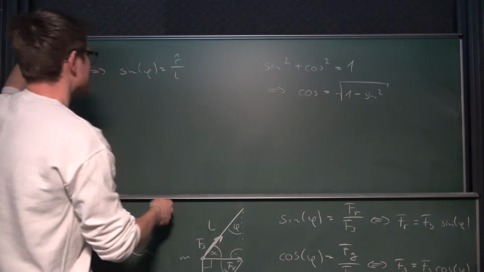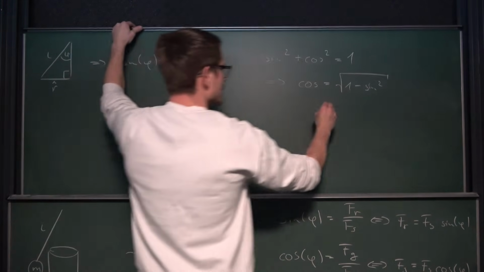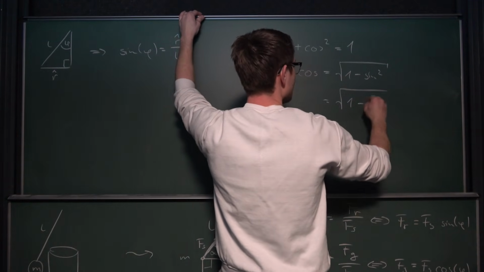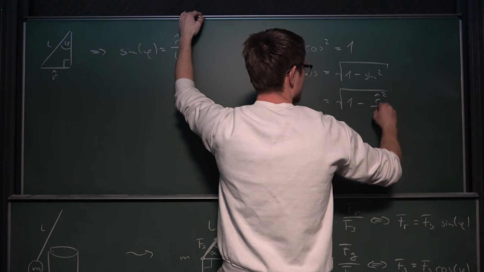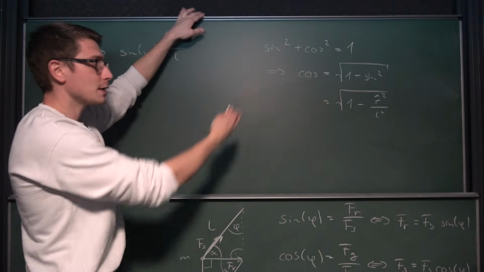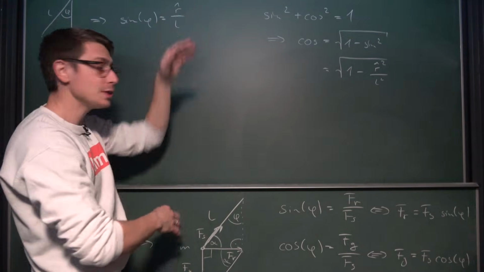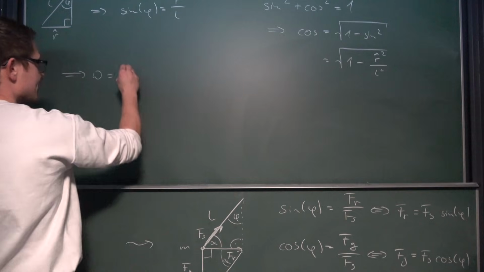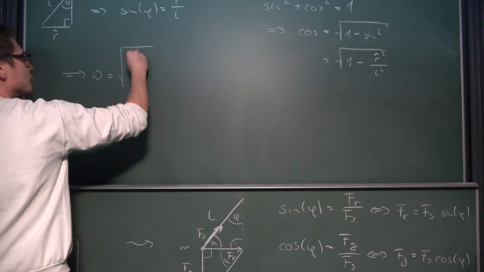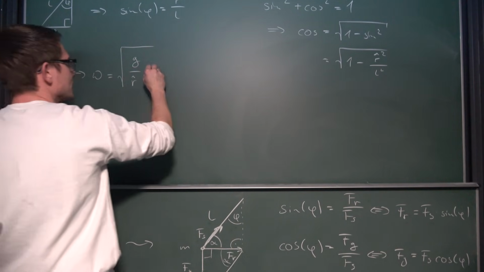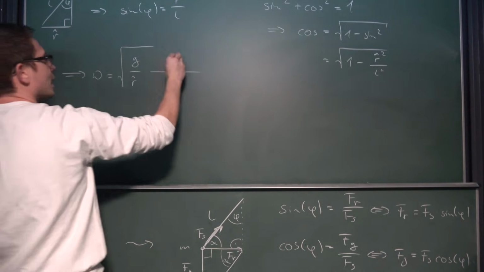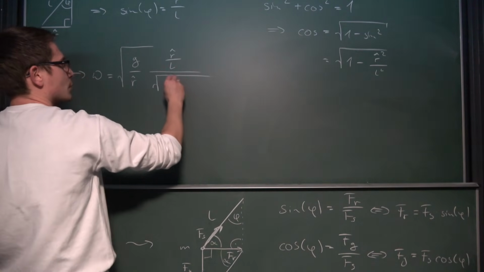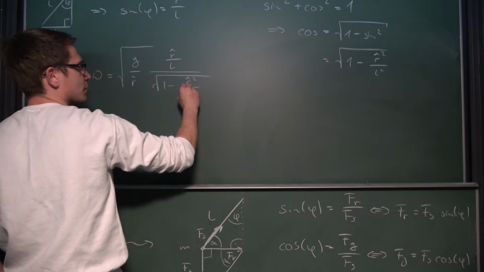And now we can plug everything in. We know what the sine of phi is. This is nothing other than r hat divided by L, so giving us the square root of 1 minus r hat squared divided by L squared. And now we can plug this in and simplify it a little bit, and then we are done. Giving us overall that the angular velocity is hence the square root of g divided by r hat. Then we have the sine of phi, which is r hat divided by L, and then we have this expression right here: the square root of 1 minus r hat squared divided by L squared.